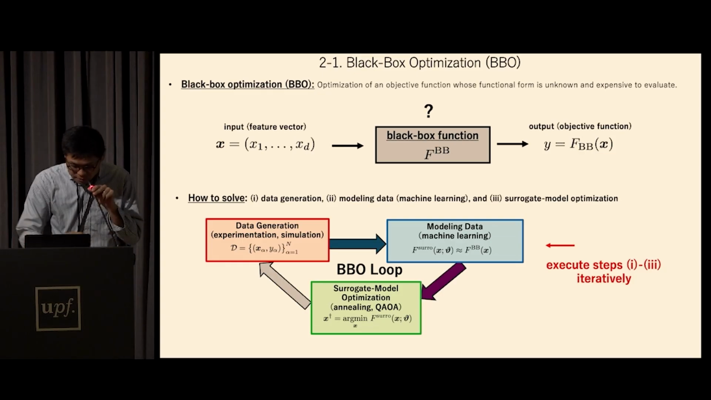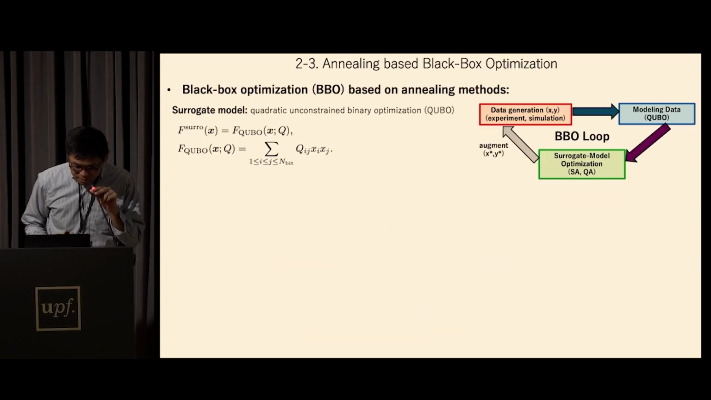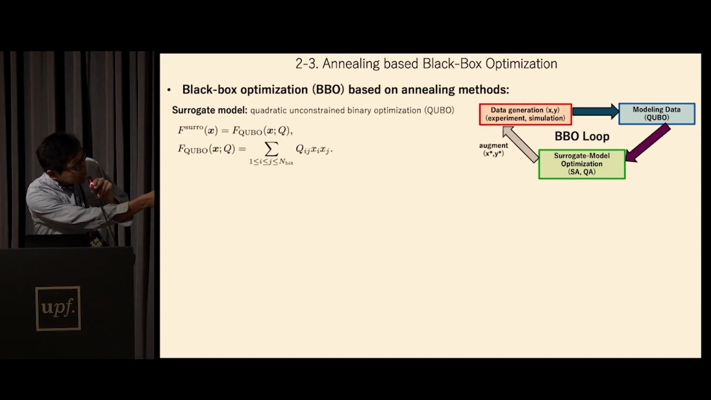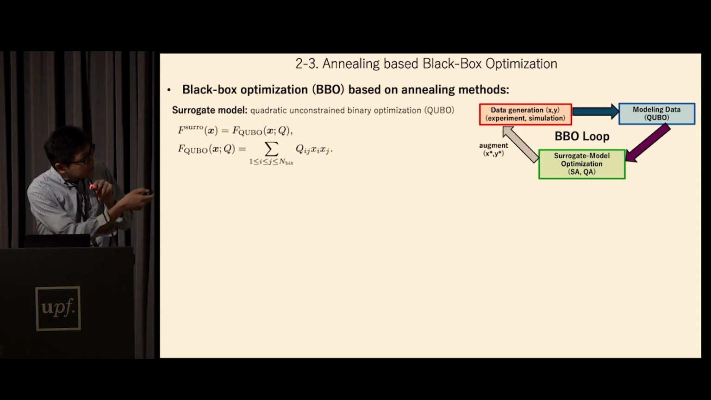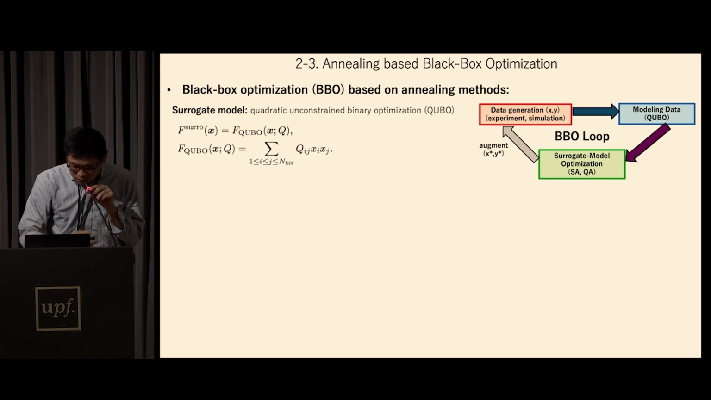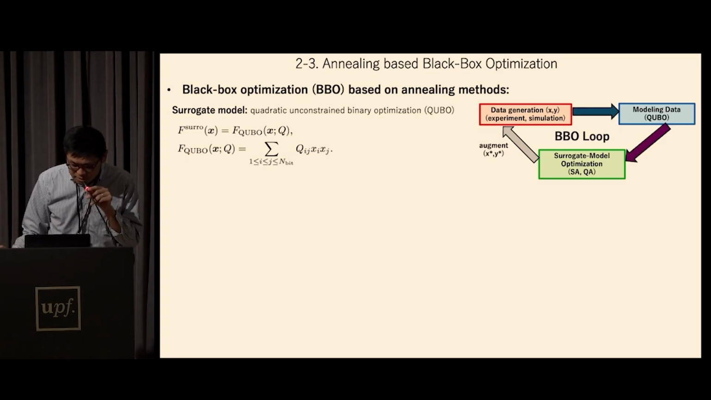And yeah, this is the working principle of black box optimization. Next, I would like to talk about annealing-based black box optimization. As I explained previously, there are 3 steps to run this black box optimization. In this scheme, we choose the surrogate model to be the qubit functions, and correspondingly the optimizer to be annealing methods such as simulated annealing and quantum annealing.